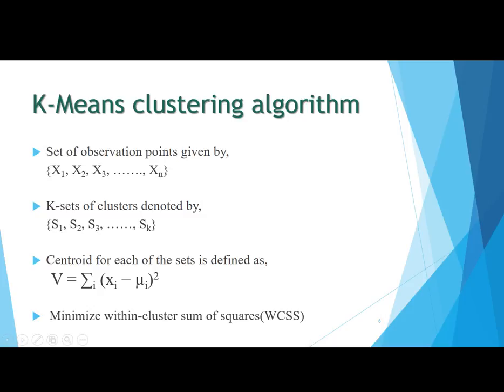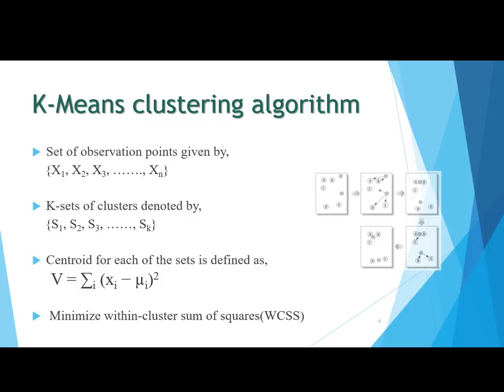Okay, so what is the K-means clustering algorithm? For example, if we have a set of observation points given by x1, x2, x3 and so on till xn, we want to have k sets of clusters denoted by S1, S2, S3 and so on till Sk. So all we want to do is take each of these points and put them in one of these clusters, and each of these clusters will have a predefined centroid which is given by this equation. The idea is we want to minimize the within-cluster sum of squares, also called the WCSS, till the point where it converges.